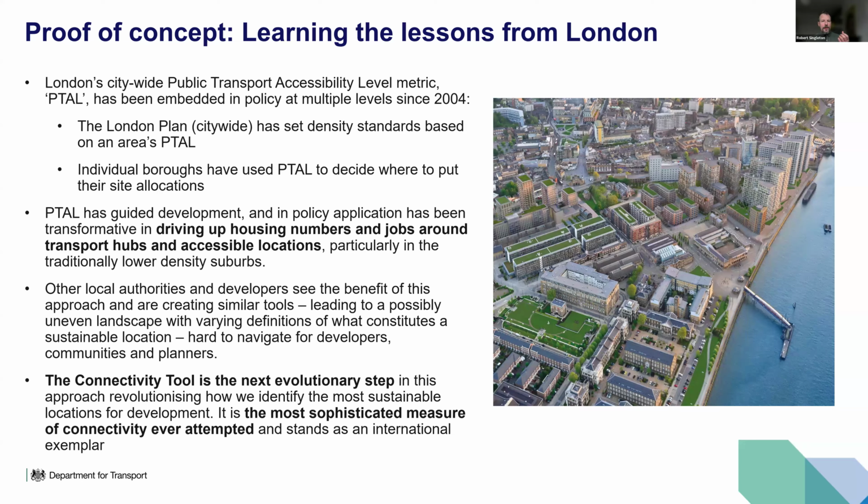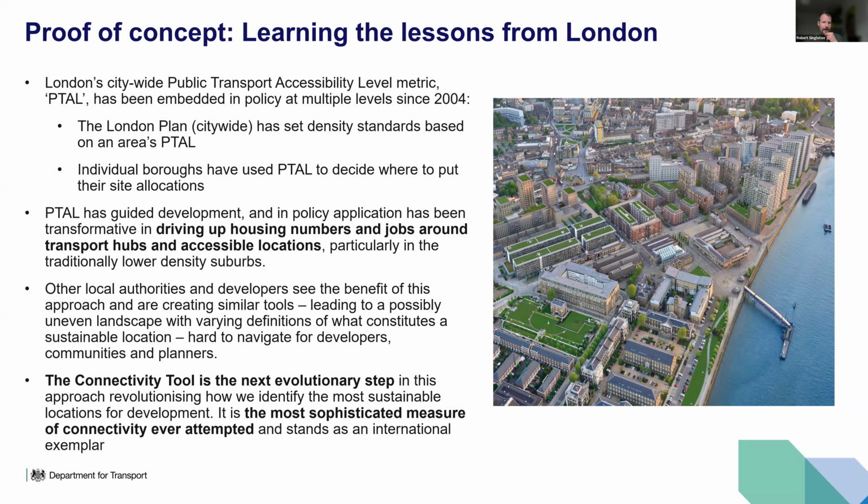But what was interesting about the approach that was adopted by the Mayor of London, Ken Livingstone, in 2004 in the first London plan, was he used that metric and embedded it in planning policy in a very novel and innovative way. Namely, he set very clear expectations of where development should be located based on its accessibility to transport. And he set minimum density standards and maximum parking standards for those types of development.